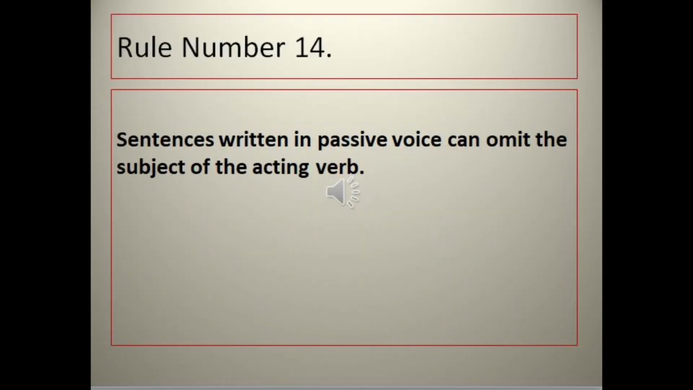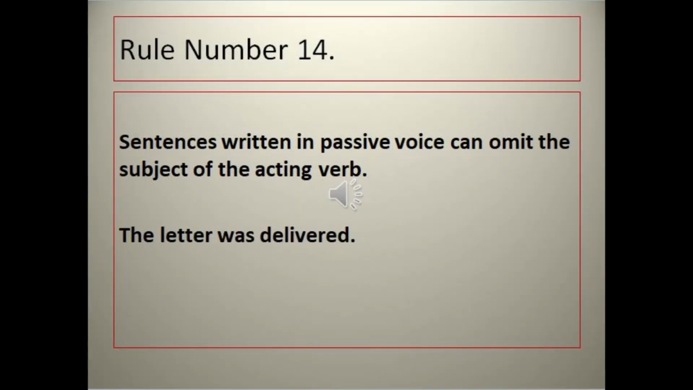Rule number 14. Sentences written in passive voice can omit the subject of the acting verb. Example, the letter was delivered. Since the sentence has a new subject, you can leave the original subject out, because the object of the verb delivered has become the subject of the sentence. This is a complete sentence with a subject and predicate. The fact that the subject of the verb delivered has been removed doesn't make the sentence incomplete.